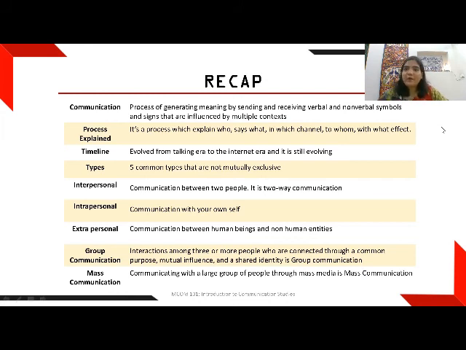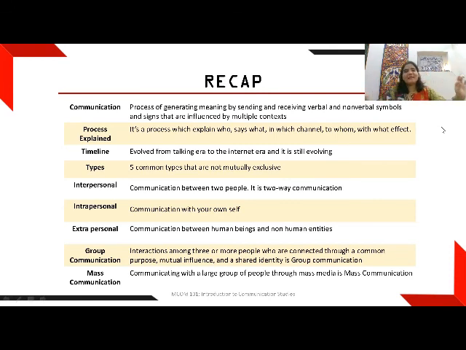Then we discussed group communication, in which communication happens between 3 or more people, and generally they have a shared identity or a common purpose to achieve. And finally, we discussed mass communication, where you communicate with a large group of heterogeneous people by using mass media. So that is what mass communication is.